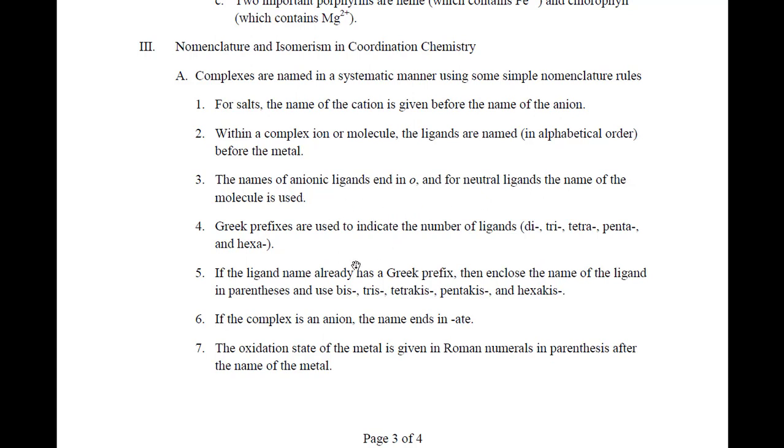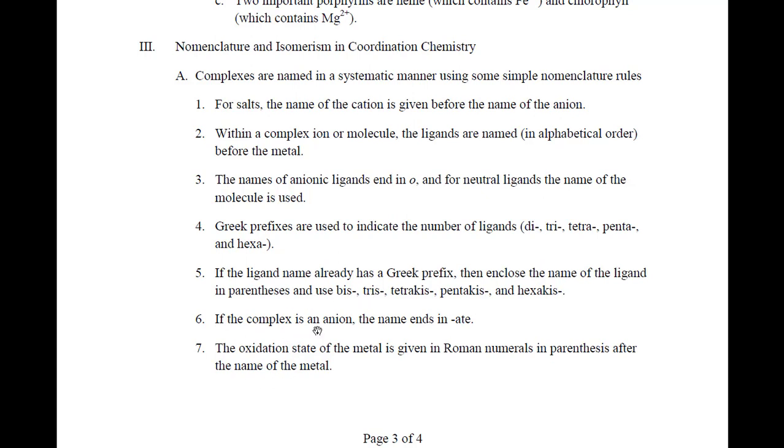That's in that handout. Greek prefixes are used to indicate the number of ligands: di, tri, tetra, penta, hexa, and so on. But if the ligand already has a Greek prefix, like ethylene diamine, then you have to enclose the name of the ligand in parentheses and use bis, tris, tetrakis, pentakis, or hexakis. We'll only be on bis and tris, by the way. These others get more complicated. But bis and tris might be fair game for this.